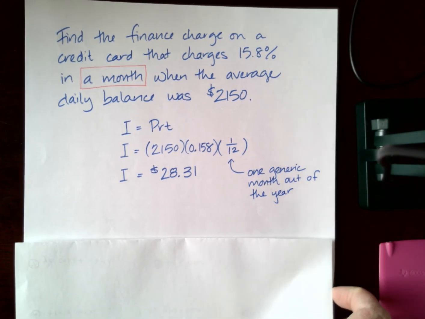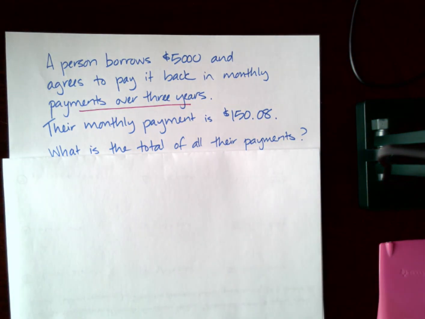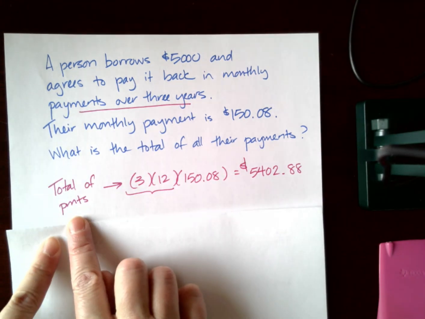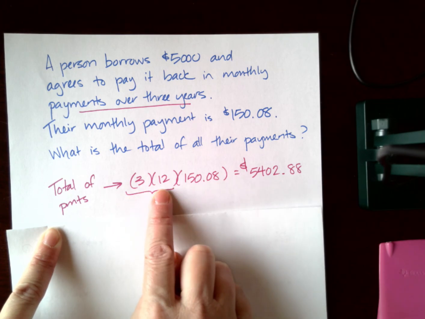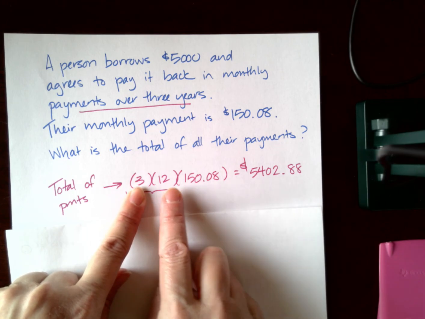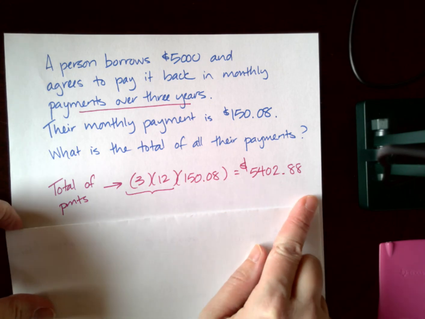And finally, let's say a person borrows $5,000 and agrees to pay it back in monthly payments over 3 years. And I give you the monthly payment. I'd like to know what's the total of all of their payments. So the total of all of the payments would be 3 years worth of monthly payments, and they're each $150.08. So 3 years times 12 months in a year times 150.08 should give us $5,402.88.